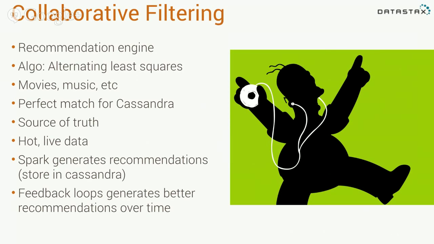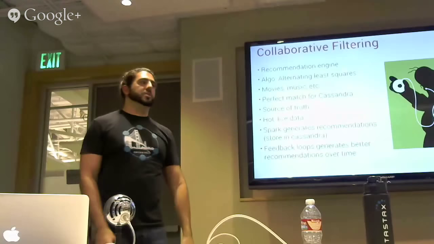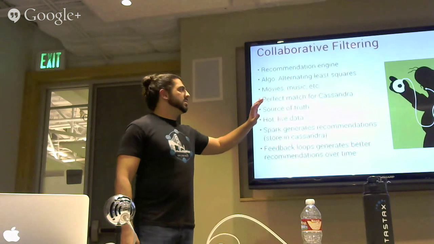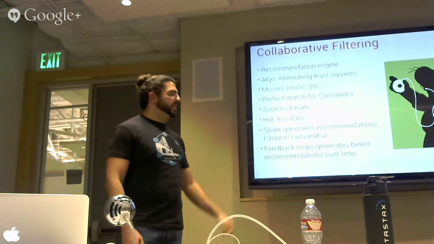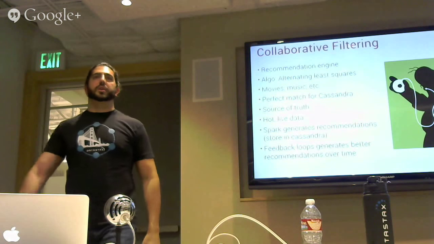This is the perfect match for Cassandra, because you've got this live hot data. You have people liking stuff. You've got people buying things, and you want to be able to build recommendations very, very quickly based on the things that people are buying. Someone adds something to their cart, and then what else can I recommend for this person? So this is a phenomenal system. And you get this feedback loop, and you get better and better recommendations over time.